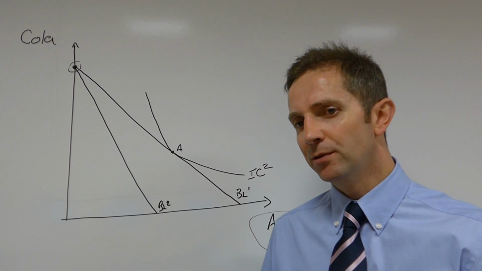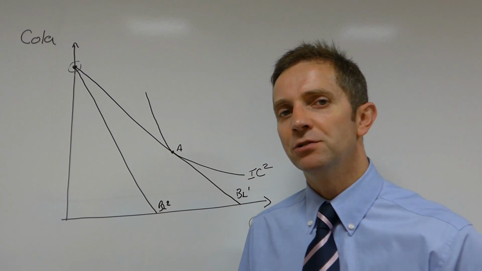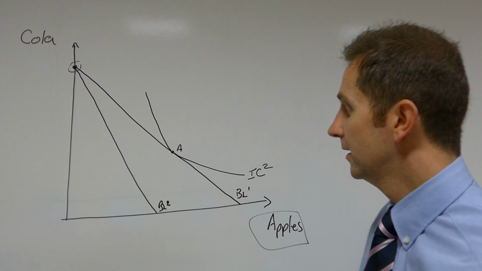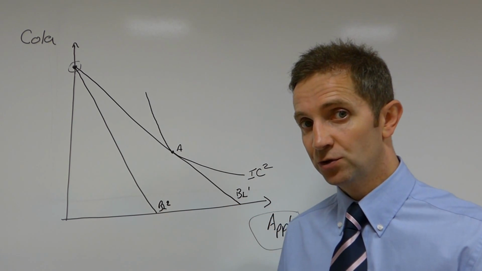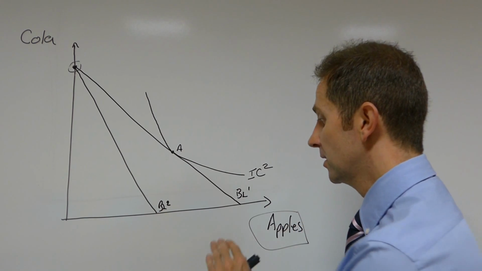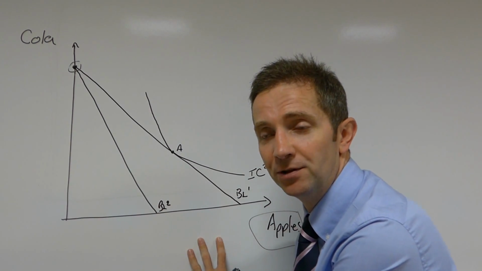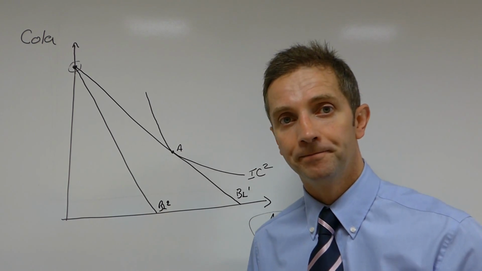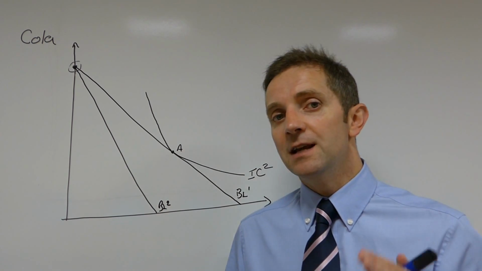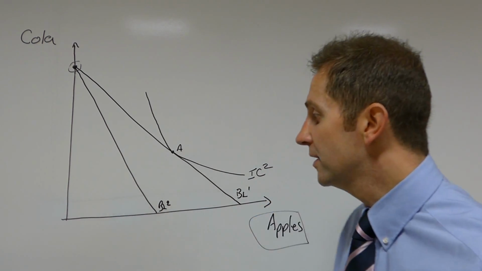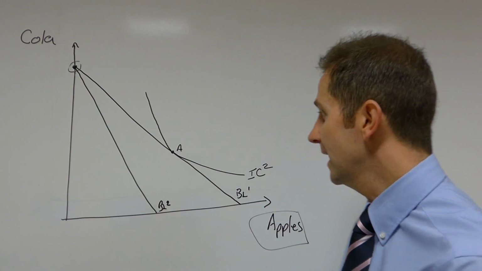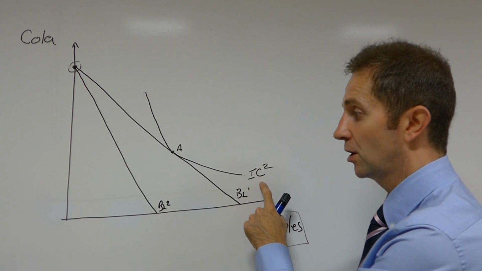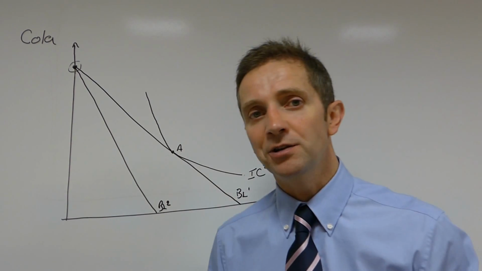When the price of apples rises, what would a rational consumer do? The rational consumer would probably do the following. They would reduce their consumption of apples, because they're relatively more expensive, and buy more cola. Now in doing that, it might be possible for this individual to maintain their original level of utility, shown on indifference curve 2, at the new price ratio.